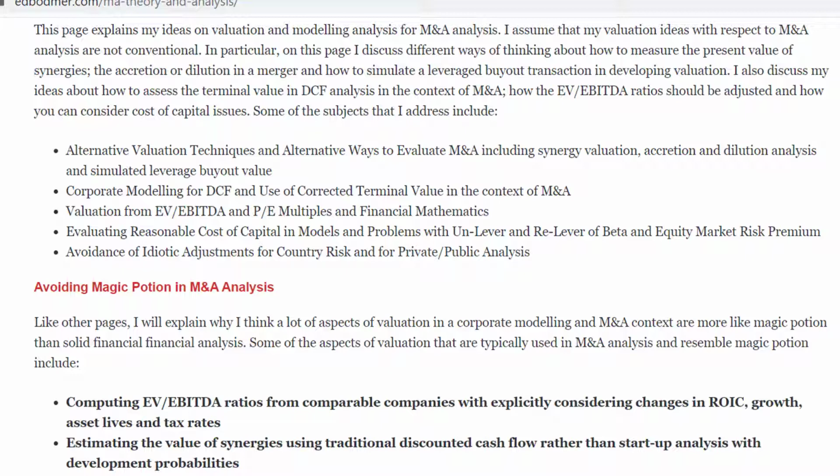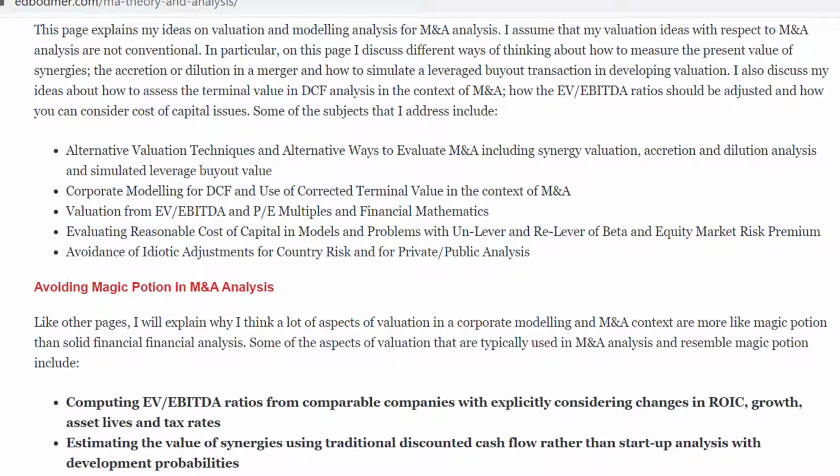I want to show you how you can do this in a much more reasonable way by adjusting the EV to EBITDA ratio for things like the lifetime of the assets, the trends in the return on invested capital, the growth rates, and the tax rates. All of these things should really be considered when you're comparing one company to another. I'll try to explain that.